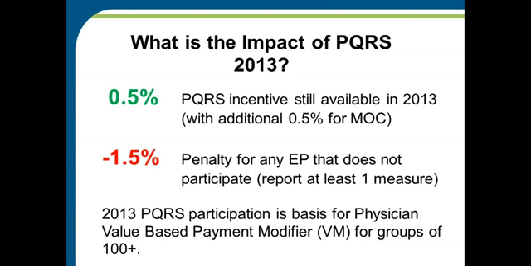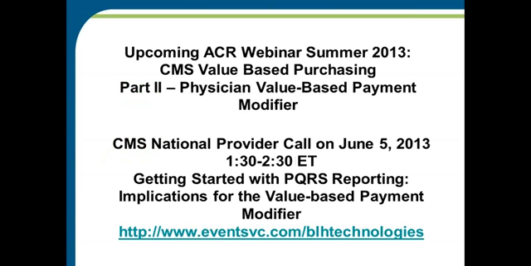So quick overview again of what the impact of PQRS 2013 is. There is still a 0.5% PQRS incentive this year with an additional 0.5% for MOC. There's a potential for a negative 1.5% penalty for an individual that does not participate by reporting at least one measure. And also 2013 participation is the basis for the physician value-based payment modifier for groups of 100 or more.